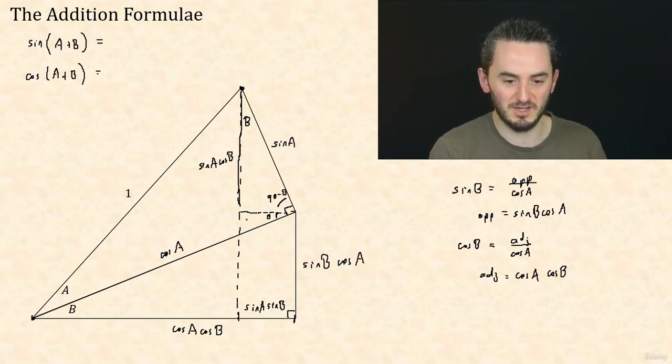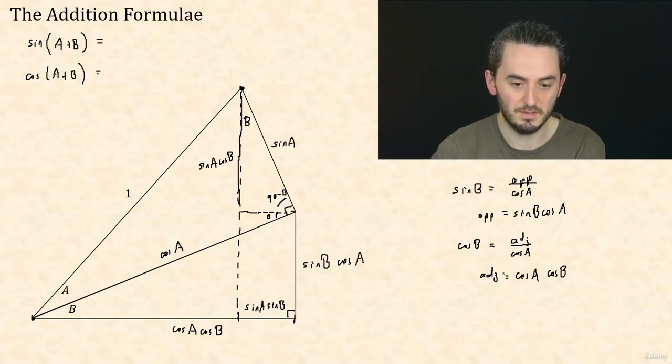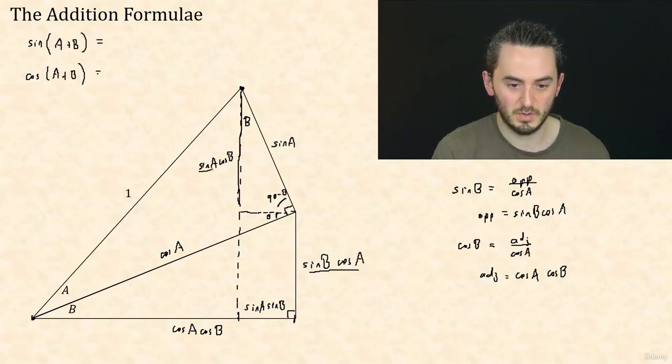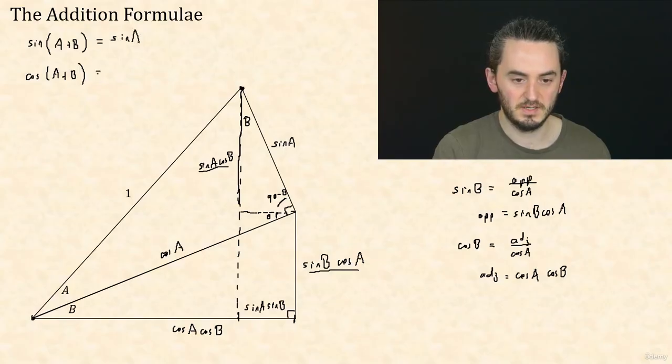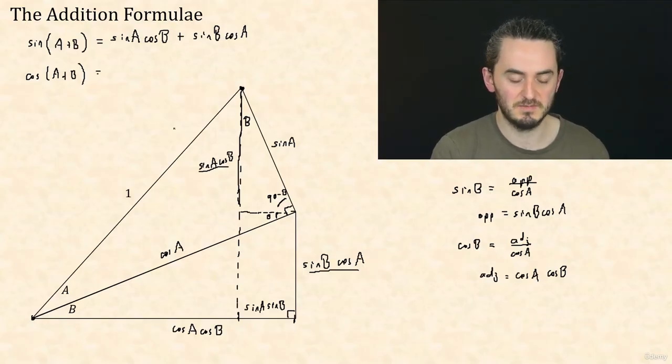Okay, we are actually there now, because remember I described the height of this point, the y value of this point, is sine A plus B. I can now describe it a different way, which is this height over here, plus this one here. So this one here is sine A cos B, plus this one here, which is sine B cos A. So there we have it. That is the addition formula for sine. It's the expansion of sine A plus B.